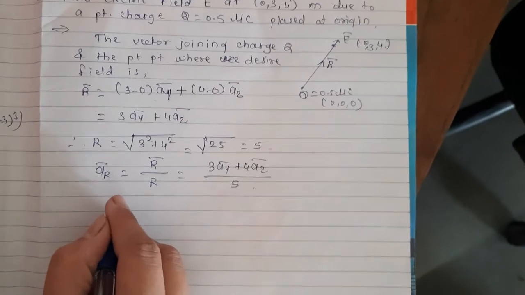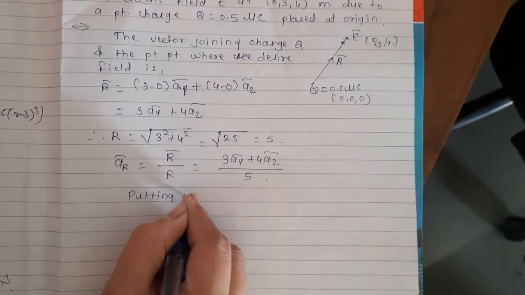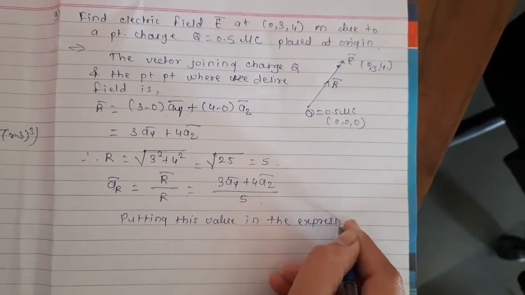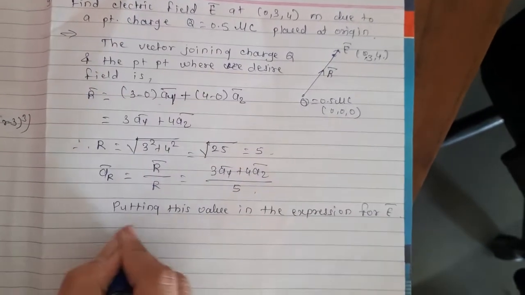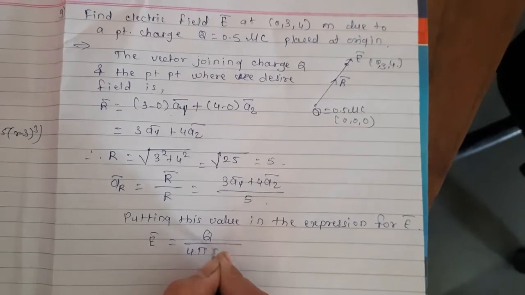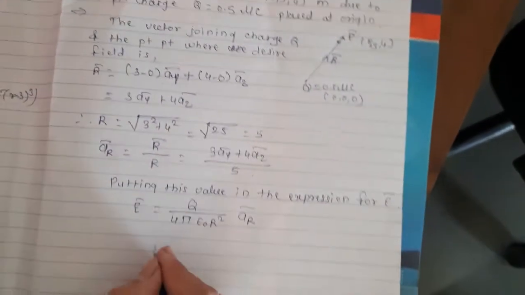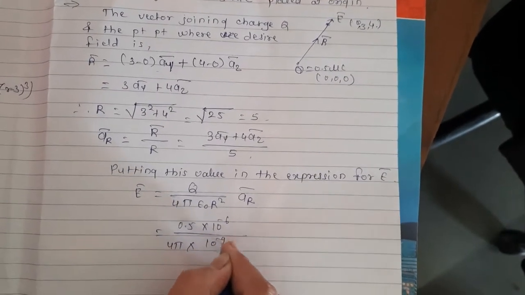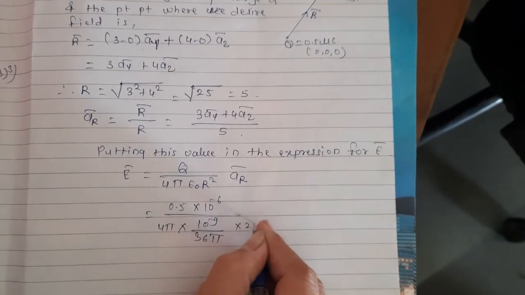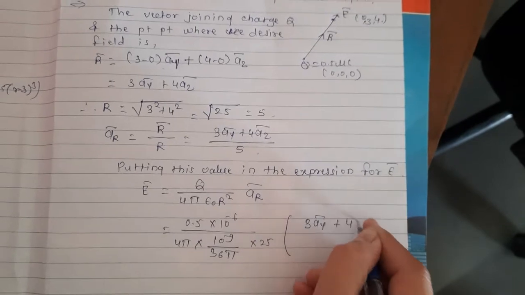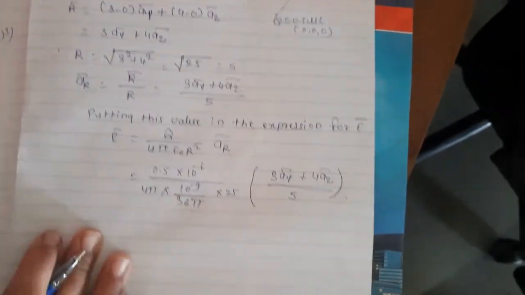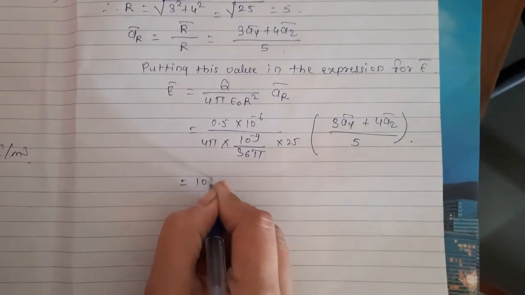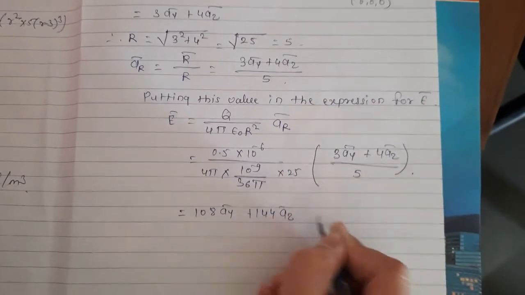Now put this value in expression for E bar. So E bar is equal to Q by 4 pi epsilon 0 R square AR bar. So it is equal to 0.5 into 10 raised to minus 6 divided by 4 pi into 10 raised to minus 9 by 36 pi into 25, into 3 AY bar plus 4 AZ bar divided by 5. So we solve this and we get 108 AY bar plus 144 AZ bar volt per meter.